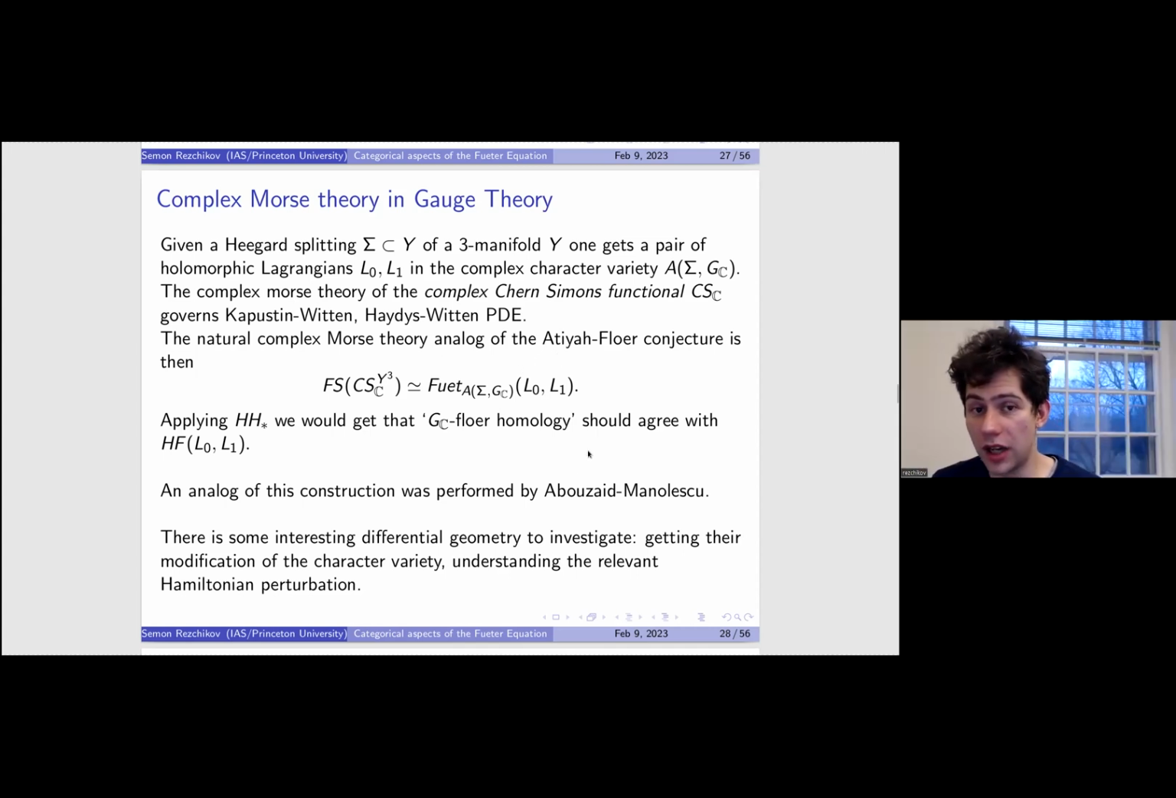Anyway, this is sort of a request. So I mentioned basically that one motivation for this whole story is that some people noticed that when you look at this complex Chern-Simons one form, its real and complex gradient flows reproduce other interesting PDEs. And there's this very heuristic Atiyah-Floer type conjecture that the Fukaya-Seidel category of this complex Chern-Simons one form should be some kind of hom in the Fueter category between two holomorphic Lagrangians in the complex character variety with respect to a specific complex structure.